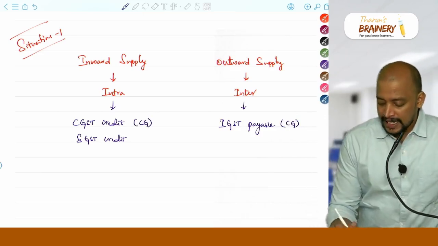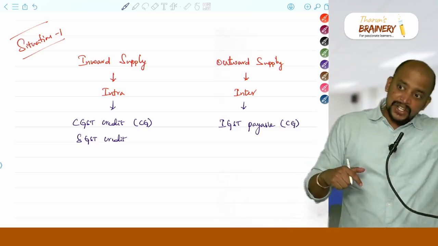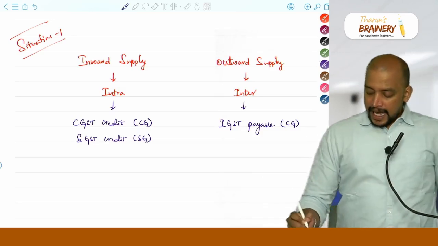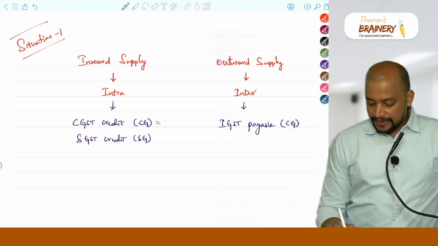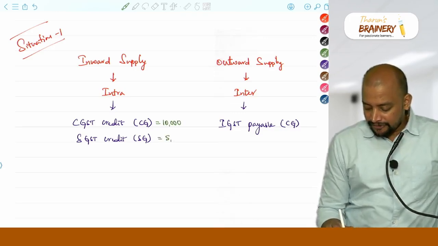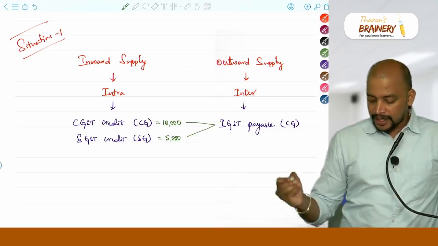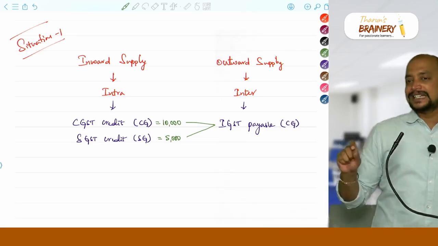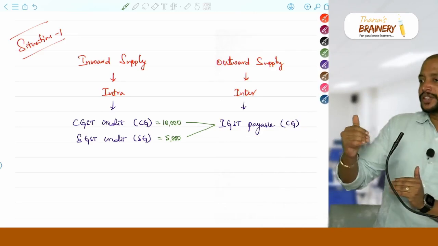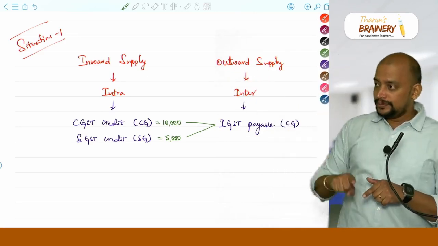Central government. SGST credit I have means that revenue, that money would have reached which government? State government. Now, I have a CGST credit of 10,000 and SGST credit of 5,000. I am using this 10,000 and 5,000 for payment of IGST liability. Clear? Now, 10,000 is with whom? Central government. I am paying to whom?